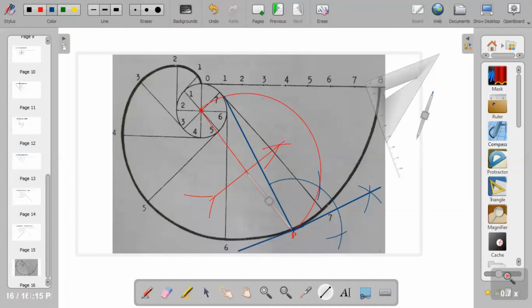So I can extend this line to the other side. So this is my tangent, and this is the normal. So this is how to construct a tangent and normal to an involute.